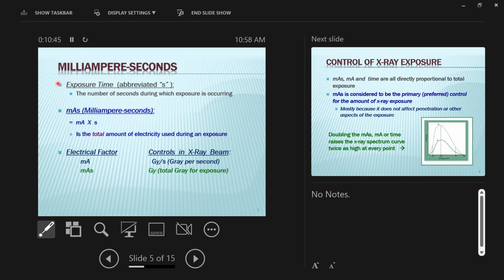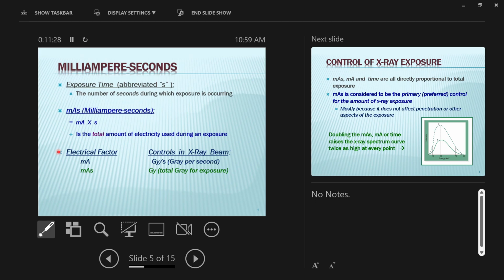The other factor in intensity, or the number of X-rays in the beam, is time, little s. Okay, big S got taken by the concept entropy in physics, so we use a little s for seconds. The number of seconds during which an exposure is occurring is time, and all you do is take the milliamperage setting, multiply it by the time setting. Okay, usually you know what your mAs is. Usually you know what mAs I'm supposed to use. So then it's a question of what combination of milliamperage and time do I actually set to get that mAs number?